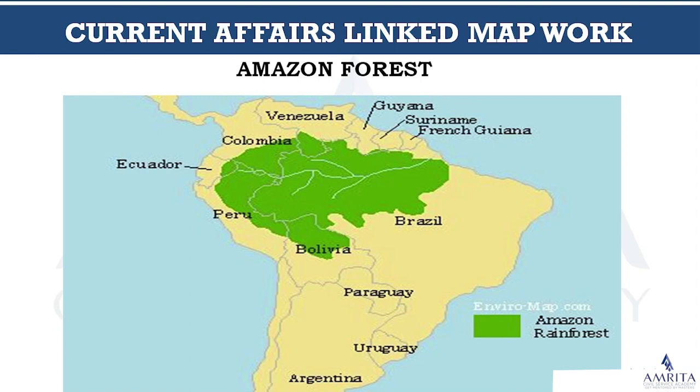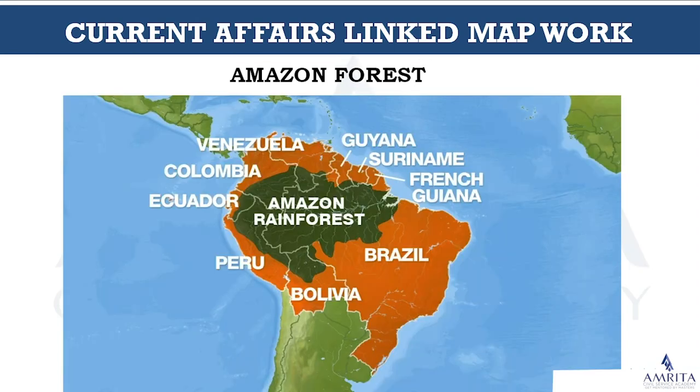Then to South America, that is the Amazon forest. The Amazon forest wildfire was in the news. See the location of the Amazon forest that spreads across Brazil, French Guiana, Suriname, Guyana, Venezuela, Colombia, Ecuador, Peru and Bolivia, mostly the northern part of South America. The Amazon forest spreads across these countries.